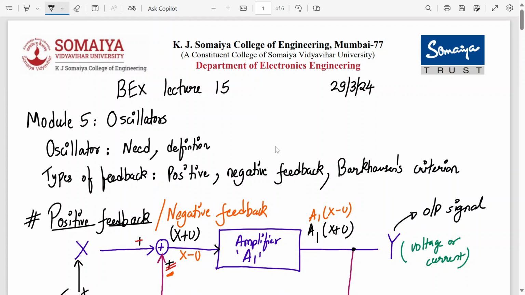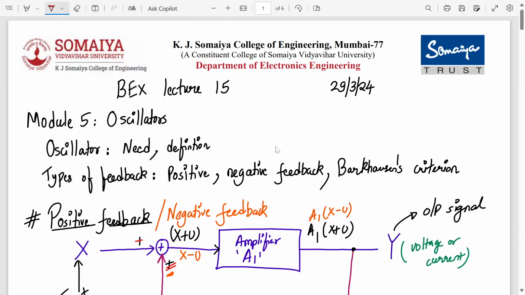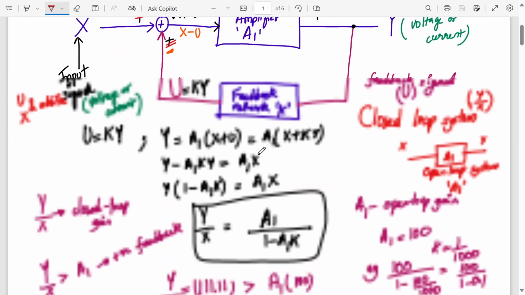Now if you have any doubt, you can watch the recording again. Last lecture I gave you practical examples, an air conditioner with room temperature setting, and I also explained the car braking system. Negative and positive feedback is over. Types of feedback is over. Now we have the oscillator need and definition, and then Barkhausen's criteria. So let's start with the definition.